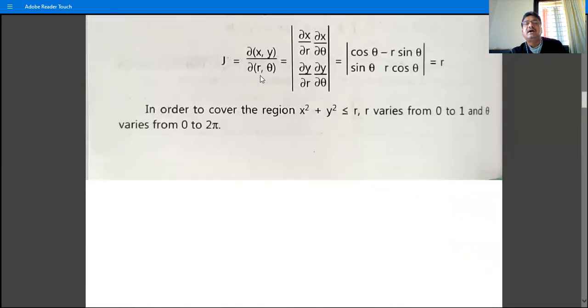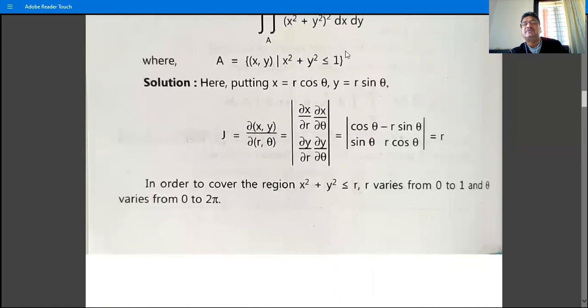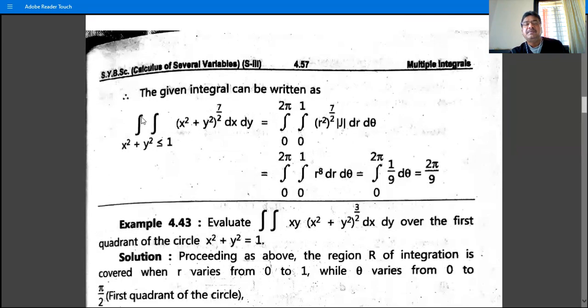Double integration over the region of (x square plus y square) raised to 7 by 2 dx dy. So first replace x and y by r cos theta and r sin theta. Therefore, x square plus y square is r square, raised to 7 by 2. dx dy is replaced by mod J dr d theta, and mod J is r. So write r dr d theta as the next step. r square raised to 7 by 2 means r raised to 7, times r from mod J, so r raised to 8 dr d theta. And what are the limits? r runs from 0 to 1 and theta runs from 0 to 2 pi in order to cover the circle.